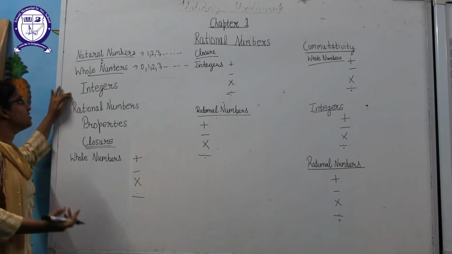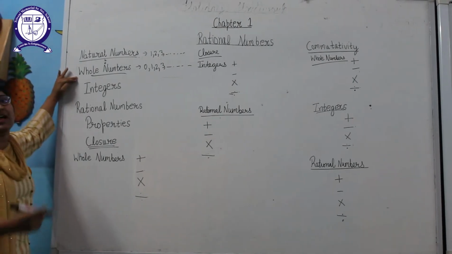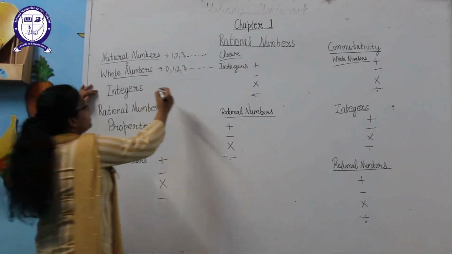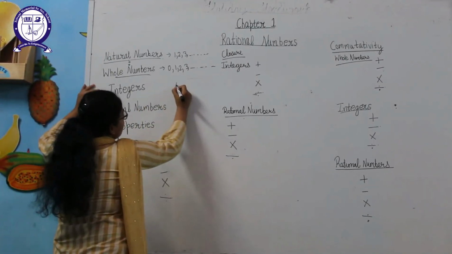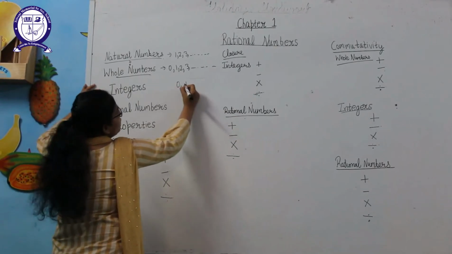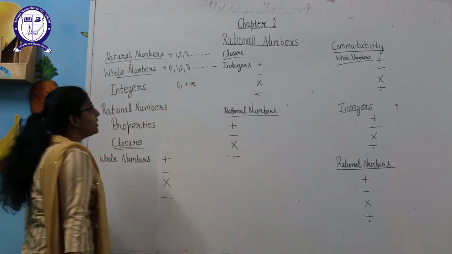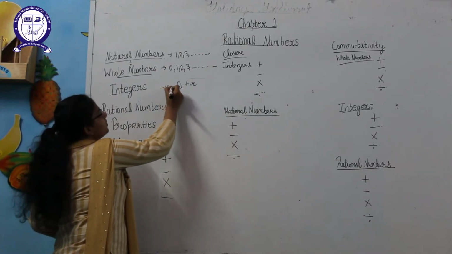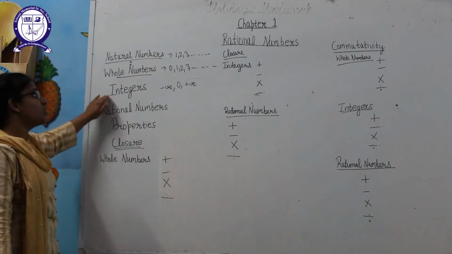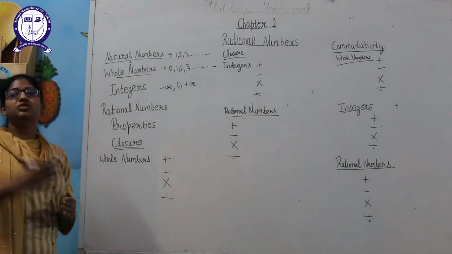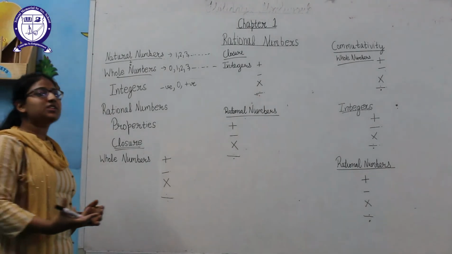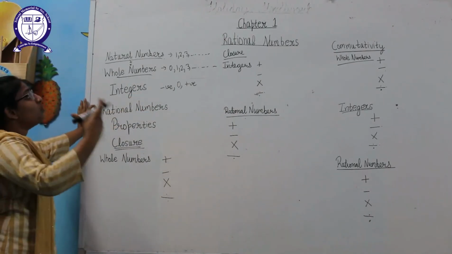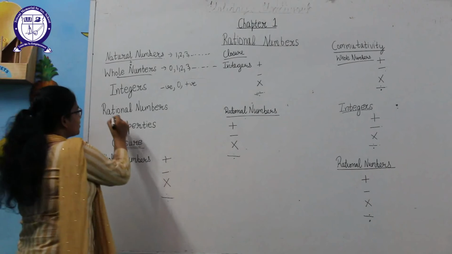What are integers? All the whole numbers and negative numbers are integers. It means integers include whole numbers, meaning 0 and positive numbers, and also the negative numbers. These are integers. All the negative numbers, 0 and all the positive numbers are integers. Now we will talk about rational numbers. What are rational numbers?